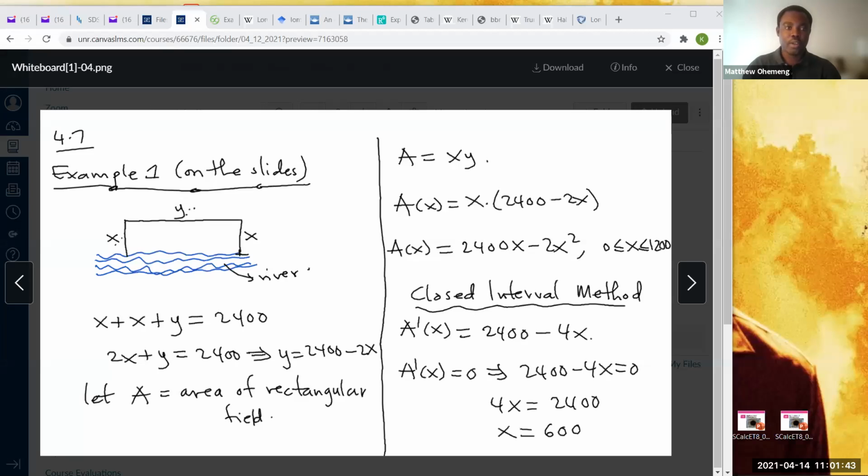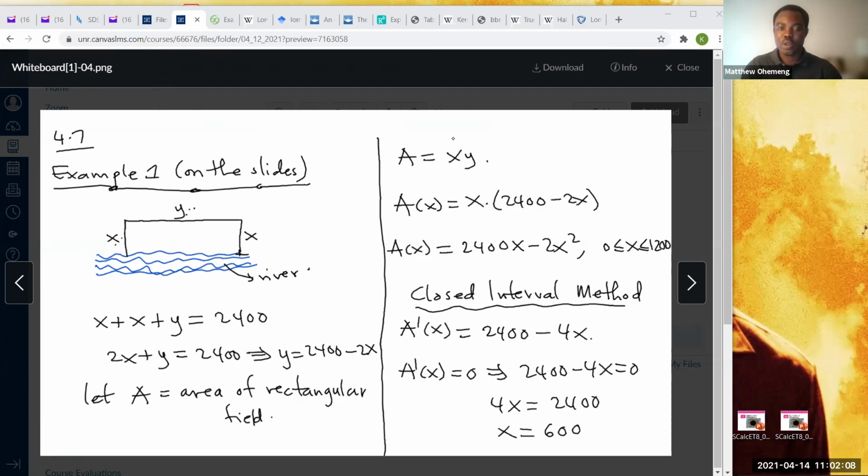So let me just quickly share my screen and show you what we're doing. Right? So we're looking at this problem where a farmer is fencing a rectangular field along a river. For this one, we were able to get a constraint, which is an equation relating the variables, from which you can solve for one variable in terms of the other. This is in order to get the area in terms of a single variable. We got this, and then we got the interval to be a closed interval. So that meant we could use the closed interval method.